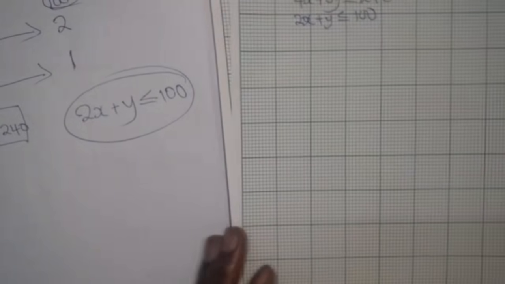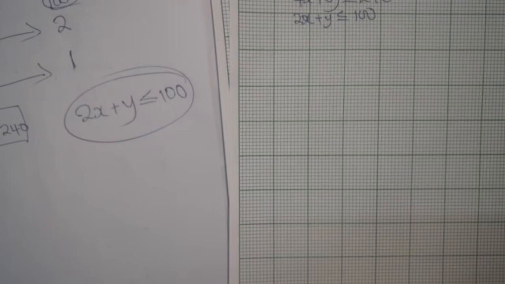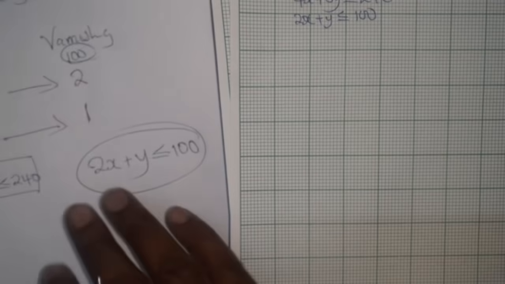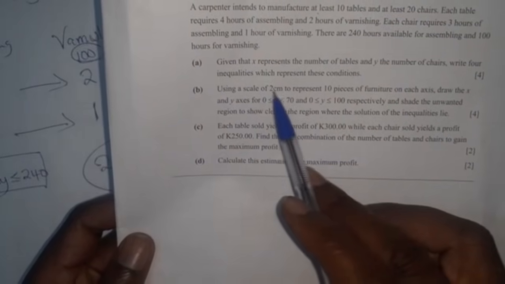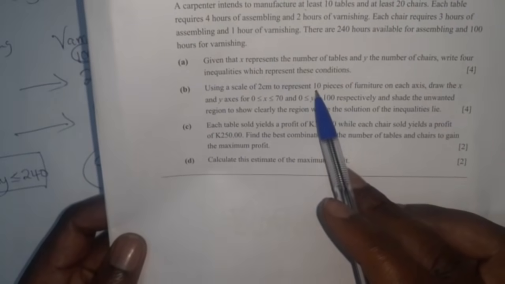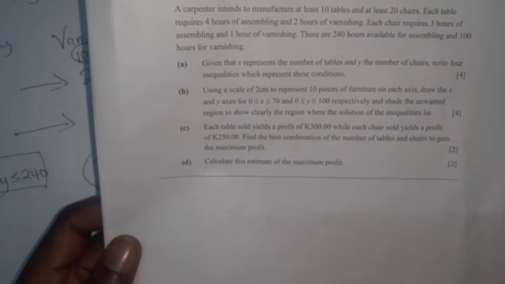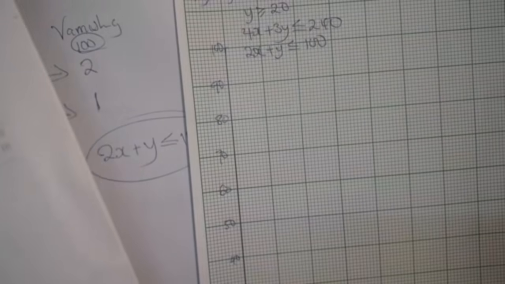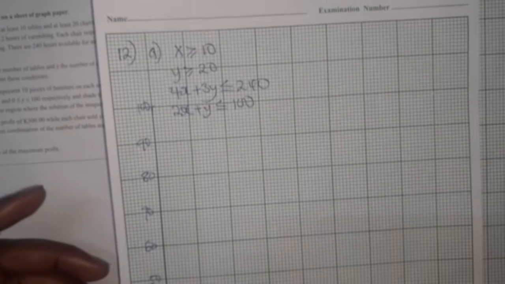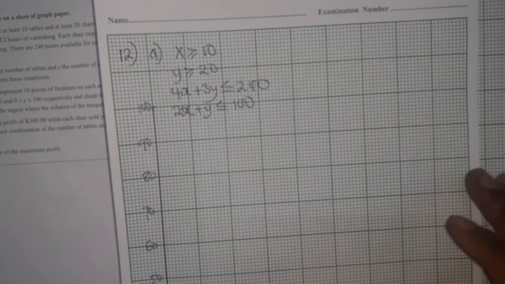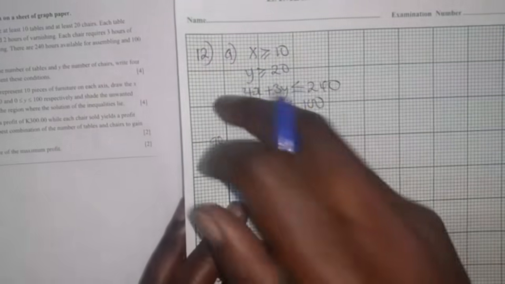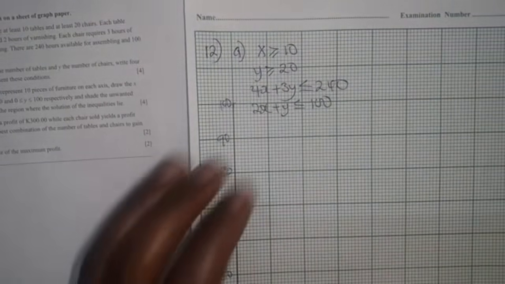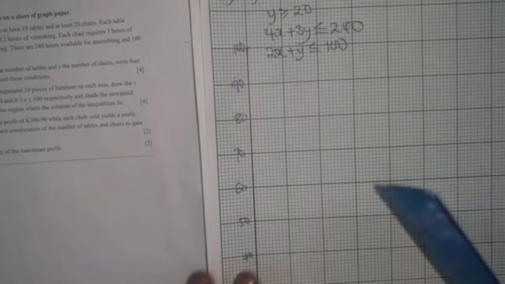It's very simple. So let's read the instruction. The instruction says, using a scale of 2 centimeters to represent 10 pieces of furniture on each axis. Okay, very good. So this is what we are supposed to do. So now we show these, or we draw these inequalities on this graph.